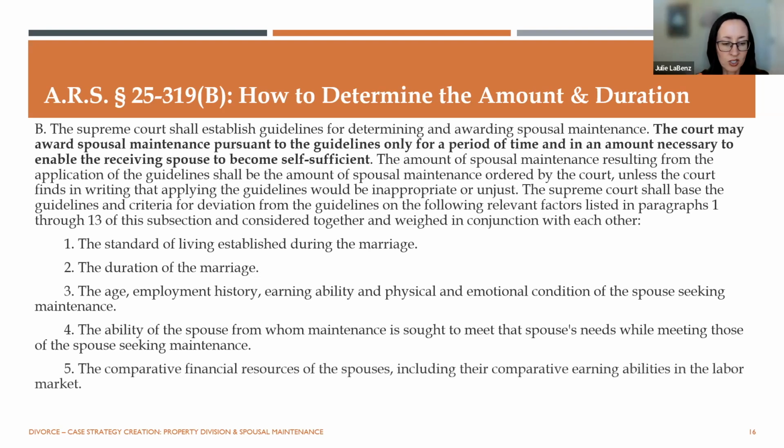Number 5, the court looks at the comparative financial resources of the spouses, including their comparative earning abilities in the labor market. So can wife earn 100,000 while husband can earn 65,000? So those are looking at comparative earning abilities, and then comparative financial resources.